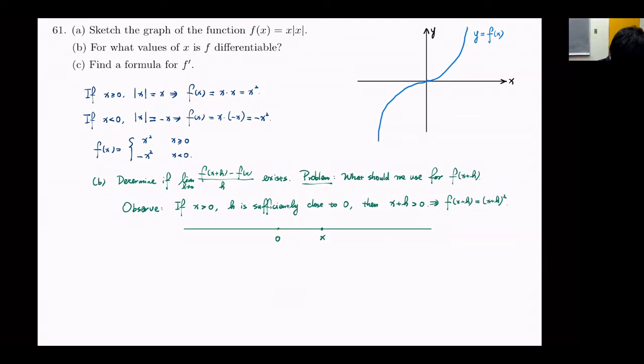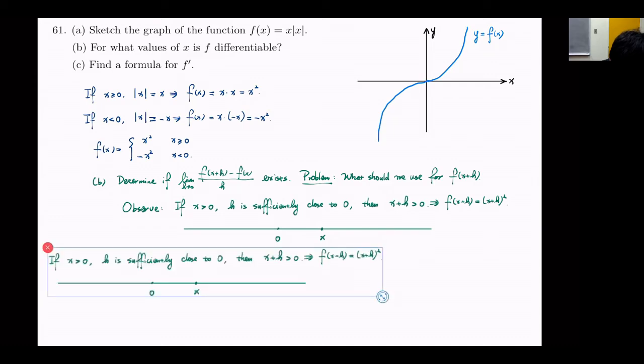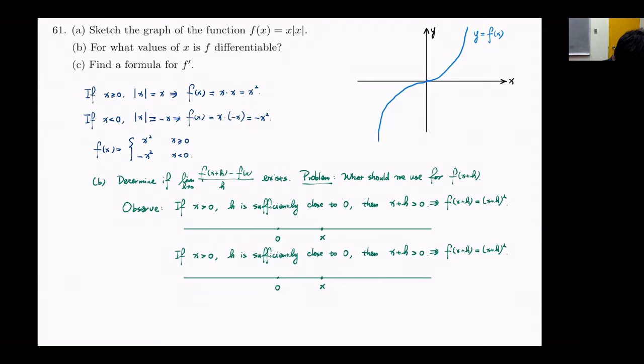And a similar observation exists when x is strictly less than 0. Let me just copy the comment here and then make modifications afterwards. So what I should have is, if x is strictly less than 0, and moreover, if my h is sufficiently close to 0, then I can also say that x plus h will be strictly less than 0. And why is that the case? Well, I started with an x that is strictly less than 0. If I let my h be sufficiently small, then every possible choice of x plus h will be to the left of 0. So in that case, x plus h is less than 0. Therefore, my f of x plus h will now be taken as minus x plus h squared.